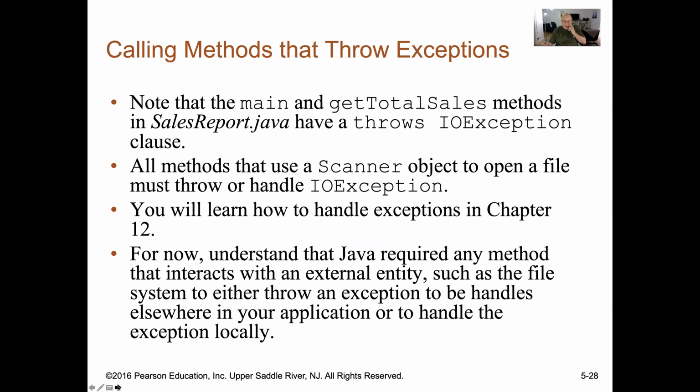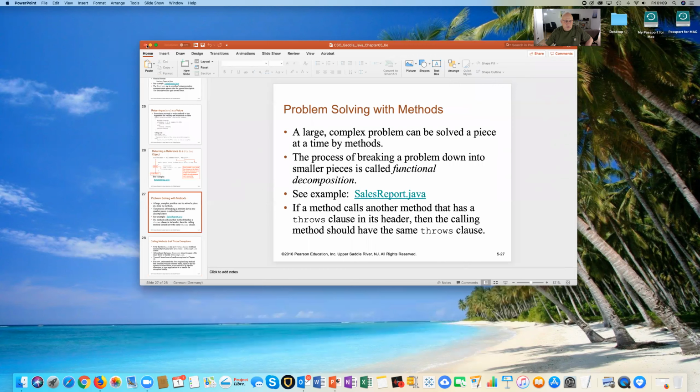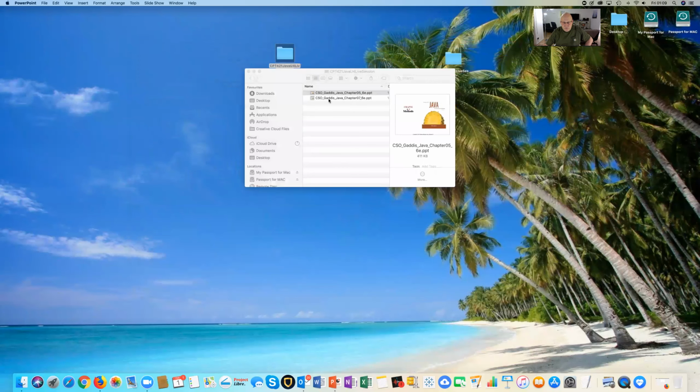For now, understand that Java requires any method that interacts with an external entity, such as the file system, to either throw an exception to be handled elsewhere in your application or to handle the exception locally. So that's what we want to cover with this chapter. Now we're going to move over into, that was chapter 5.